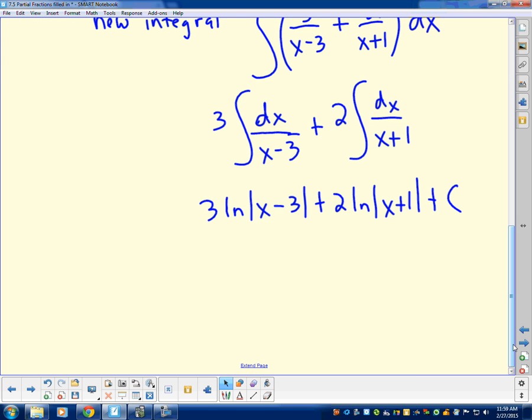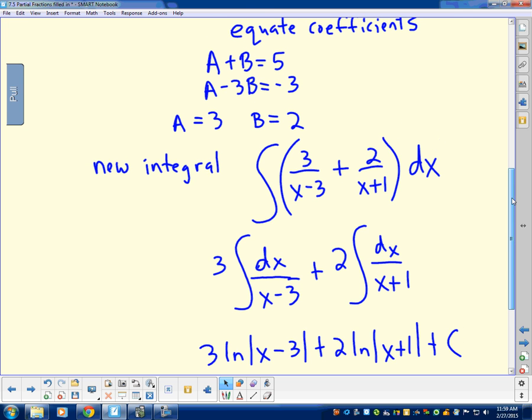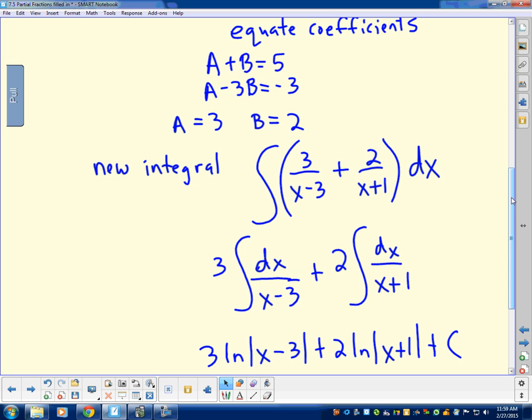All right, question for you. How would this be different if my original problem had 3 factors? How would this be different here? If I had, say, a cubic on the bottom of the very original problem. So I'd have a over something plus b over something plus c over something, and then we have a system of 3 equations. So we get ugly, we'll keep it simple.